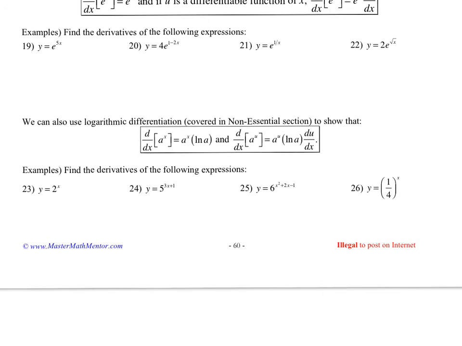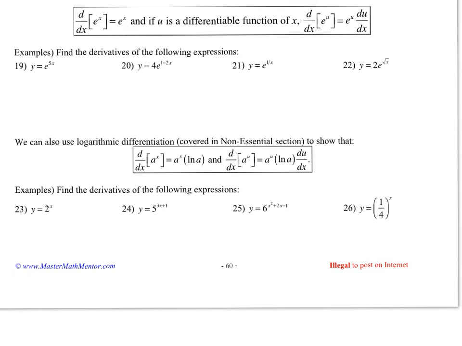Let's just look at problem 20. So y prime is equal to, we've got a constant coefficient of 4, and it's e to the u times du. E to the 1 minus 2x, times the derivative of 1 minus 2x, which is just negative 2. And you can multiply that 4 and that negative 2, so y prime is equal to negative 8 e to the 1 minus 2x.